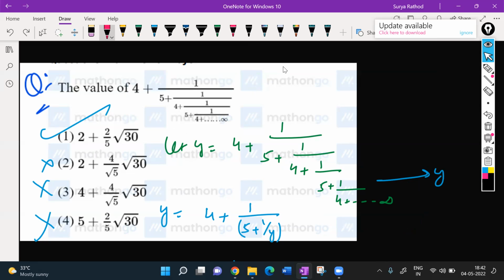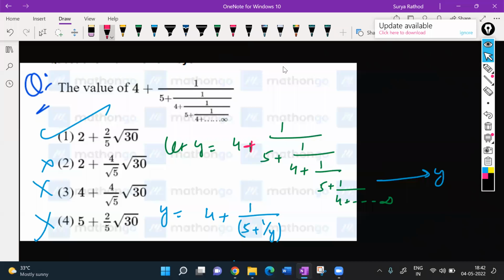Look at this here. 4 plus 1 by 5 plus 1 by 4 plus 1 by 5. Look, all the numbers are repeating: 5, 4, 5, 4, 5, 4. Is it repeating or not? Did you understand the pattern? It started with the 4, then 5, 4, 5, 4, 5. It goes on till infinity.